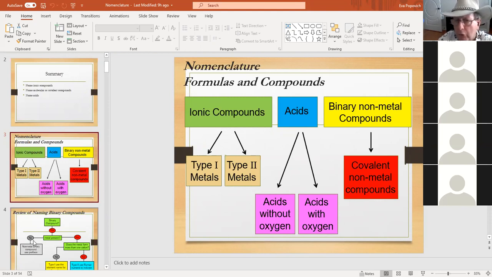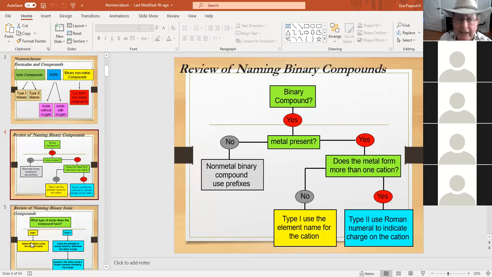For acids, we have two different types: the acids with oxygen and the acids without oxygen. And the binary non-metal compounds are basically non-metals bonded to non-metals. All right, if we are getting into naming a compound, we have a formula and we want to get the name. The first question you ask yourself: look at the first element in the compound. Is the first element a metal? If yes, you use ionic rules. If the answer to that question is no, you use covalent rules.